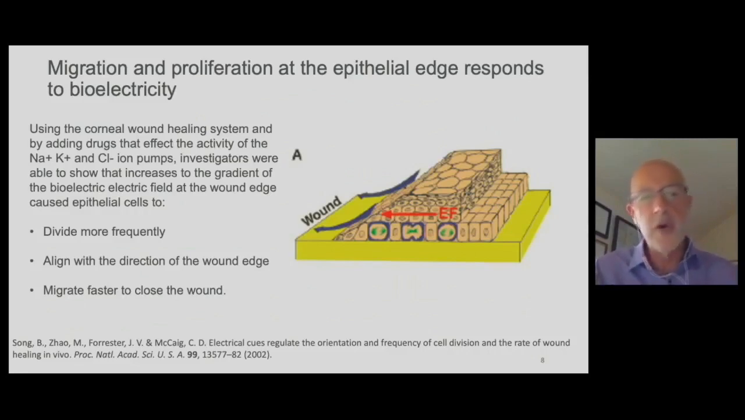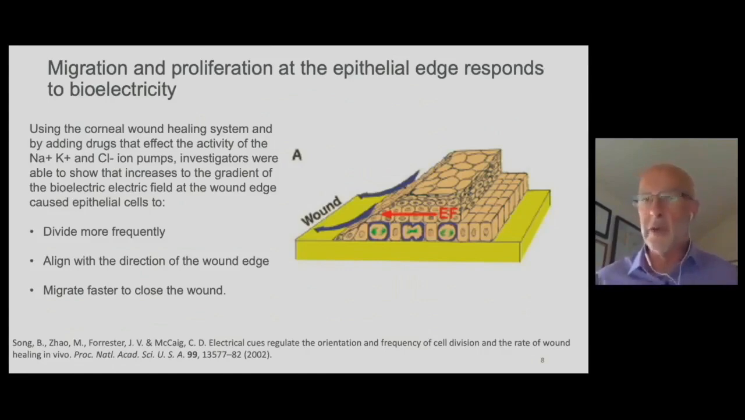And they looked at a corneal wound healing system. Cornea is really just a piece of transparent skin. By adding different drugs, they could increase or decrease the activity of the sodium, potassium, and chloride ion pumps, and were able to show that when you switched on the electricity, the cells divided more frequently so that they could fill the wound. When they divide, they align with the direction of the wound edge, which puts them in the right position to migrate across and fill the wound. And actually, they migrate at a much faster speed when the current of injury is present.